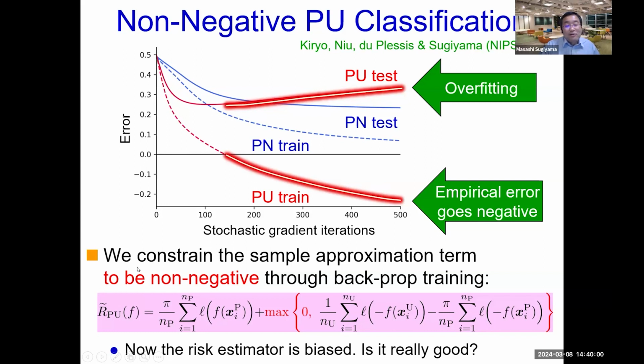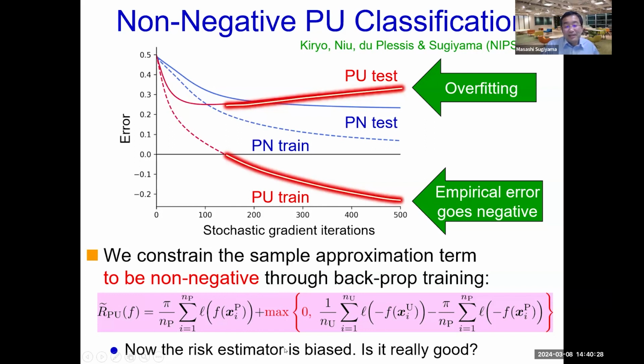So we decided to constrain the sample approximation term to be non-negative. This is basically R hat minus. We take max 0 here. Once this term becomes negative, we round it up to 0. Then in principle we can prevent the negativity problem. But then we lose unbiasedness.